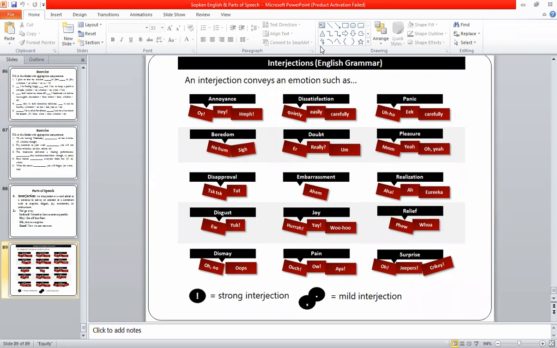Then realization. Realization means to get realized, or to get information about anything. Anything that is new, when we get that type of information, then we use these words: aha, eureka. These are the realization interjections.